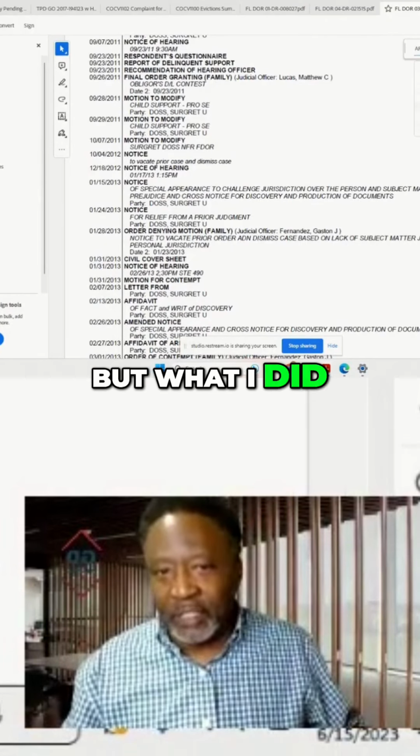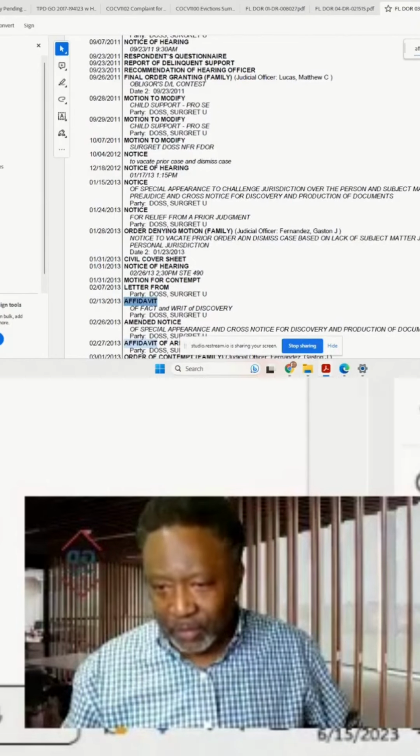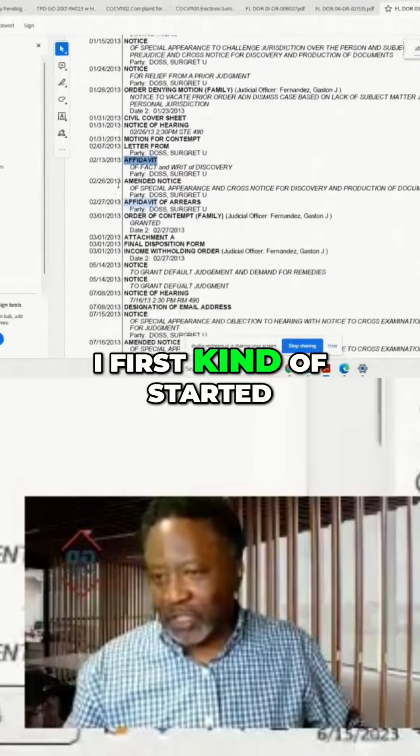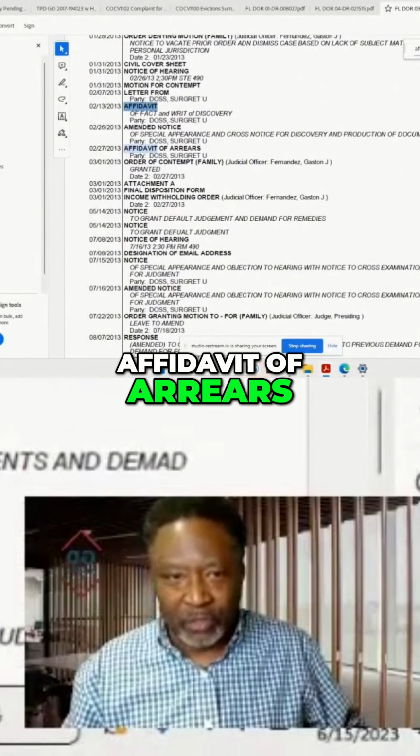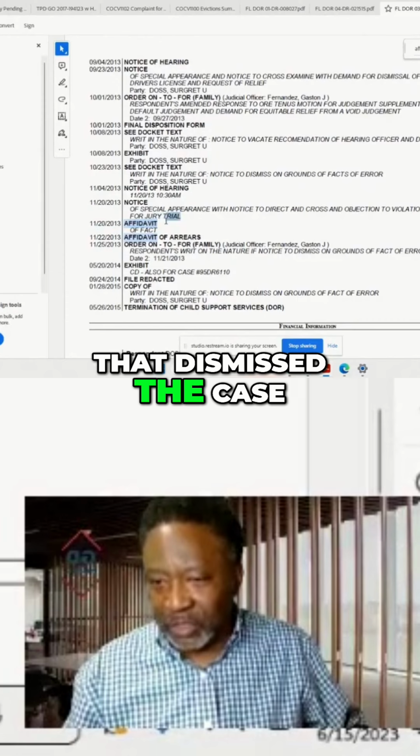And everybody, what I did is they said Control F, and you can see when you hit Control F, this is how I first started. Affidavit of arrears. How to challenge, okay, affidavit of fact. This is the one that dismissed the case.